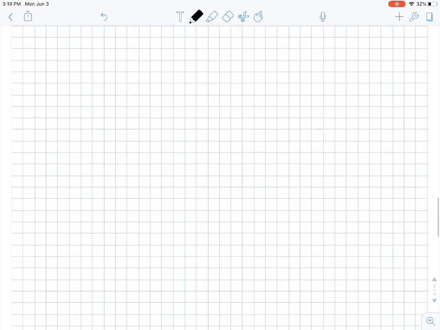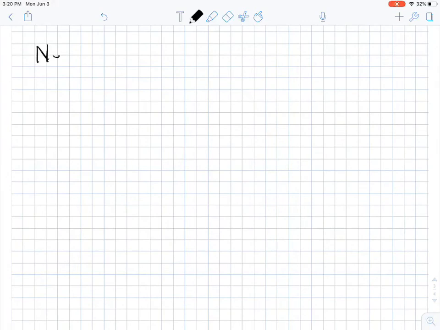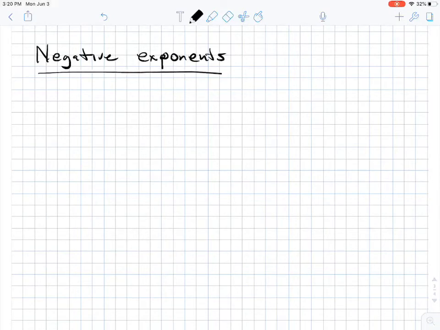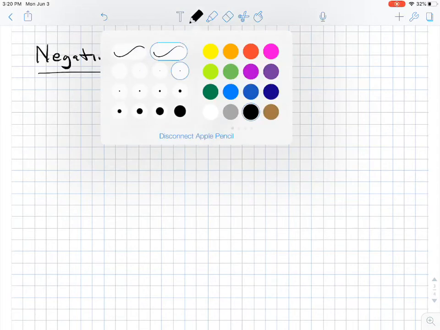So, your negative exponents. Well, what does a negative exponent do? Let's say a to the power of negative n. So a to the power of negative n simply tells me to take the reciprocal of that base number, and I'm going to simply make that negative exponent positive. That's all I have to do. All I'm doing is the reciprocal of that.